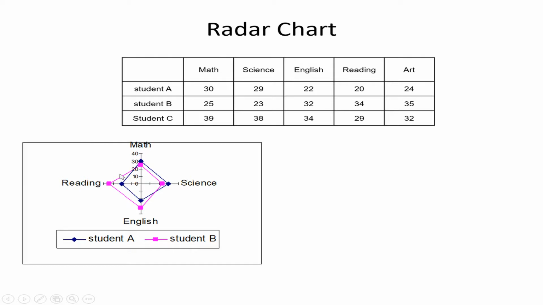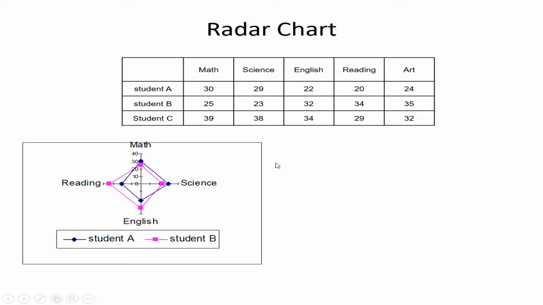It shows very quickly that the red student here can go to the Faculty of Arts because his marks in reading and English are better than his marks in math and science. And the opposite for the other student, student A is excelling in science and math. He can go to the Faculty of Engineering or the Faculty of Science.